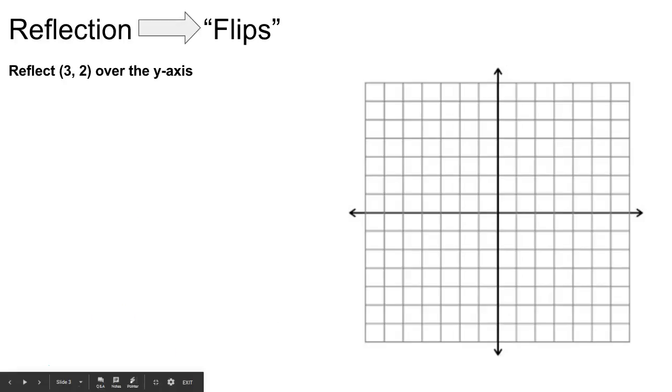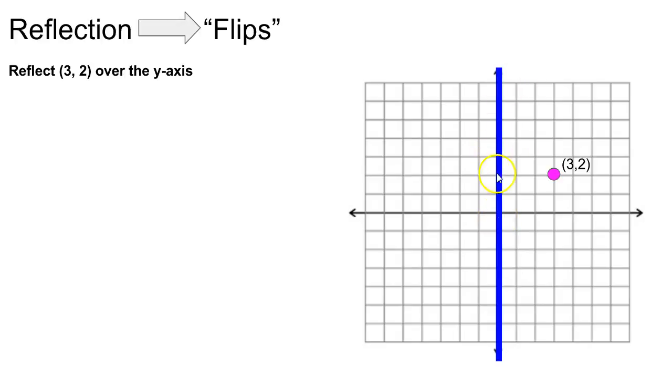So, let's reflect point (3, 2) over the y-axis. So we're going to plot point (3, 2). And then now the y-axis is going to be our line of symmetry. So I'm going to put that in there. This is our line of symmetry. We want to be even on both sides. We are 3 units away from the y-axis. So on this side, we're going to be 3 units away as well. And I can just plot that point.